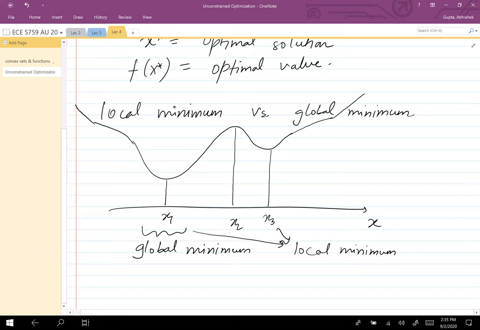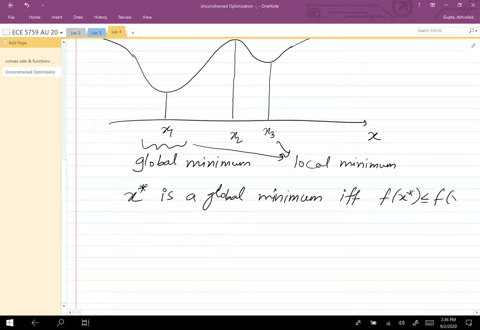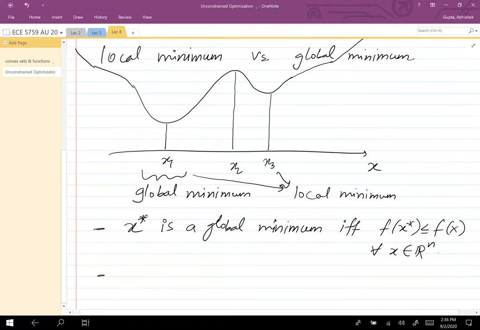So any global minimum point is a local minimum? Yes, every global minimum is a local minimum. So let's make this English terminology mathematically precise. X star is a global minimum if f(x star) is less than or equal to f(x) for all x in R^n. So X1 satisfies this condition because f of x1 here is less than or equal to the value of function f at any other point in the entire domain.